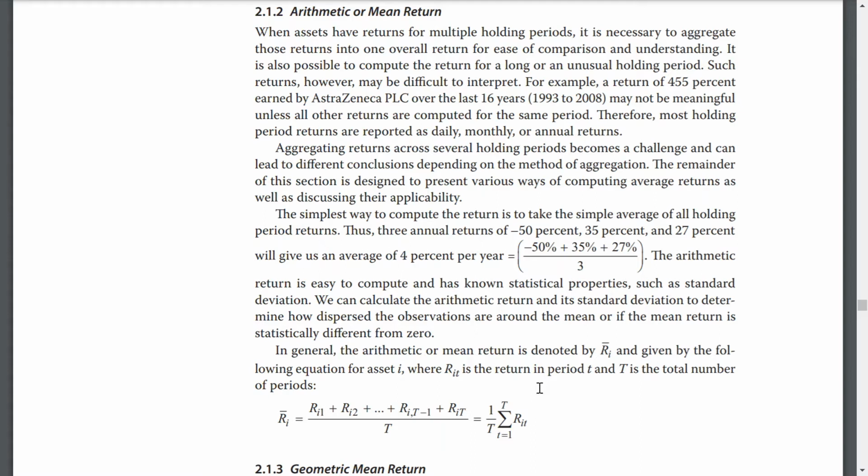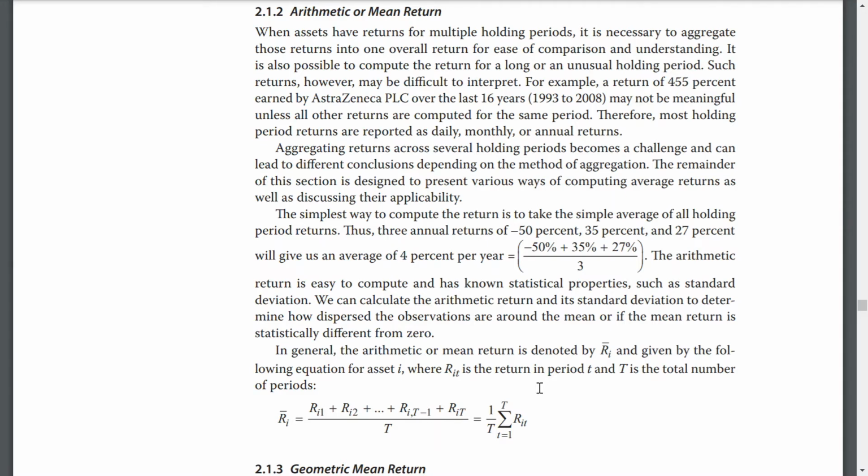We can calculate the arithmetic return and its standard deviation to determine how dispersed the observations are around the mean, or if the mean return is statistically different from 0. In general, the arithmetic or mean return is denoted by R bar and given by the following equation for asset i, where R_i,t is the return in period t, and big T is the number of periods.